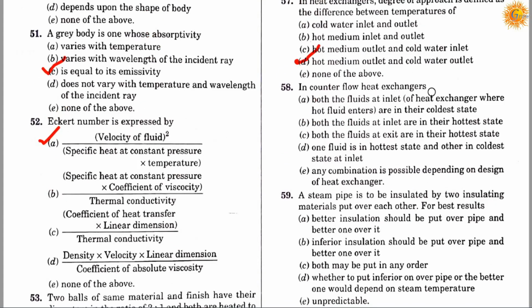Question number 58. In counterflow heat exchangers: option A, both the fluids at inlet of heat exchanger, where hot fluid enters, are in their coldest state. Option B, both the fluids at inlet are in their hottest state. Option C, both the fluids at exit are in their hottest state. Option D, one fluid is in hottest state and the other in the coldest state at inlet. And option E, any combination is possible depending on design of heat exchanger. So correct answer is B.